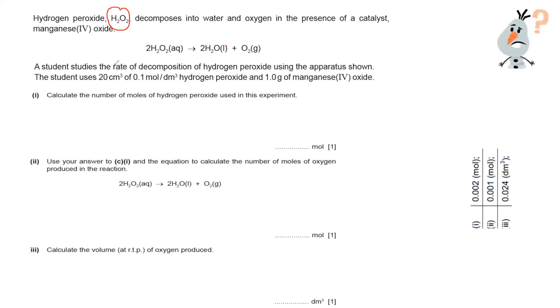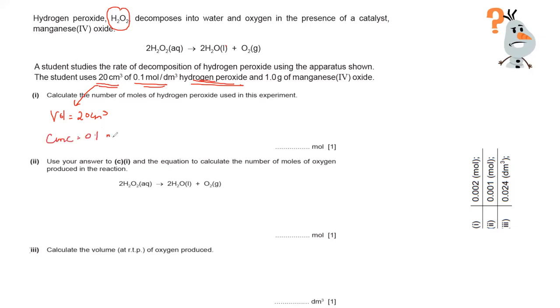The student studies the rate of decomposition of hydrogen peroxide using the apparatus. I removed that apparatus because it's not related to our question. The student uses 20 cm cube of 0.1 mole per dm cube hydrogen peroxide. So this is the hydrogen peroxide which he used. The volume is given, which is 20 cm cube, and the concentration is given, which is 0.1 mole per decimeter cube.